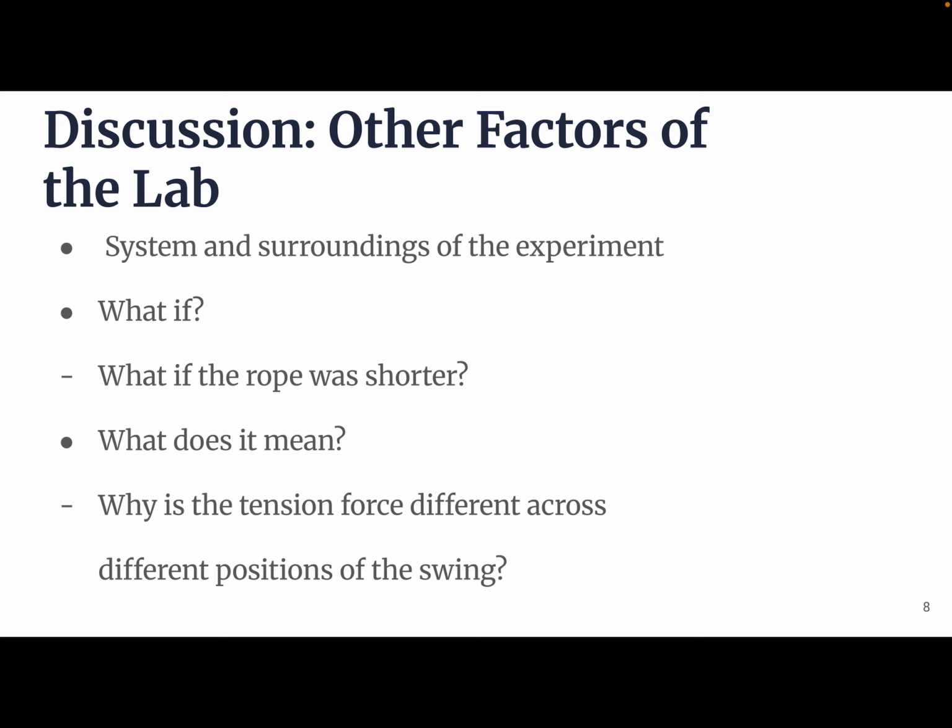Now, what does it mean? Why is the tension force different across different positions of the swing? Again, this is due to centrifugal force. The momentum increases throughout the swing and decreases throughout the swing. The momentum is higher as it is going down the swing and almost right before it goes back up. This is where the tension is highest in the swing.